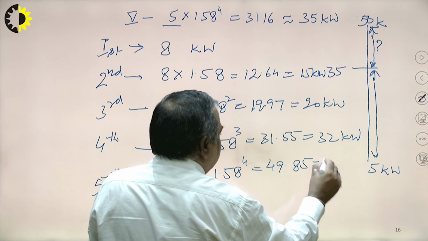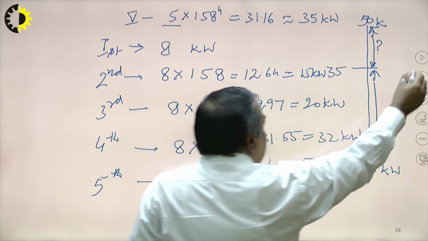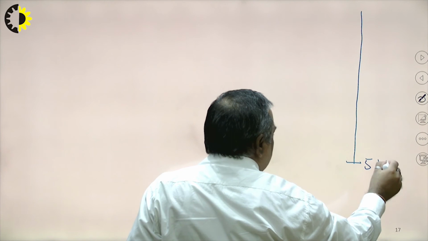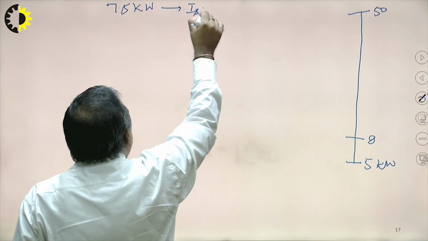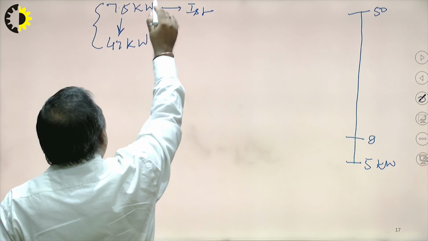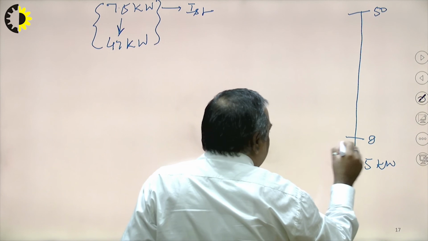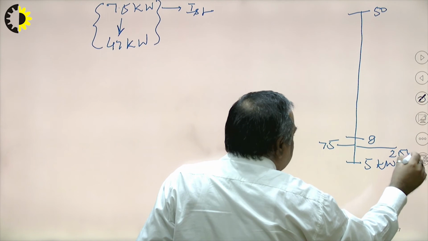So in this selection, the range is fixed here as 5 kilowatt. We have started with 8 kilowatt. We have fixed 50 kilowatt. So you can start with 7.5 kilowatt as first, and you may reach up to 47 kilowatt by calculation. You need to check, I leave it to you. And in this way, if I do 2.5, then this is 7.5. So 2.5 kilowatt remains here.